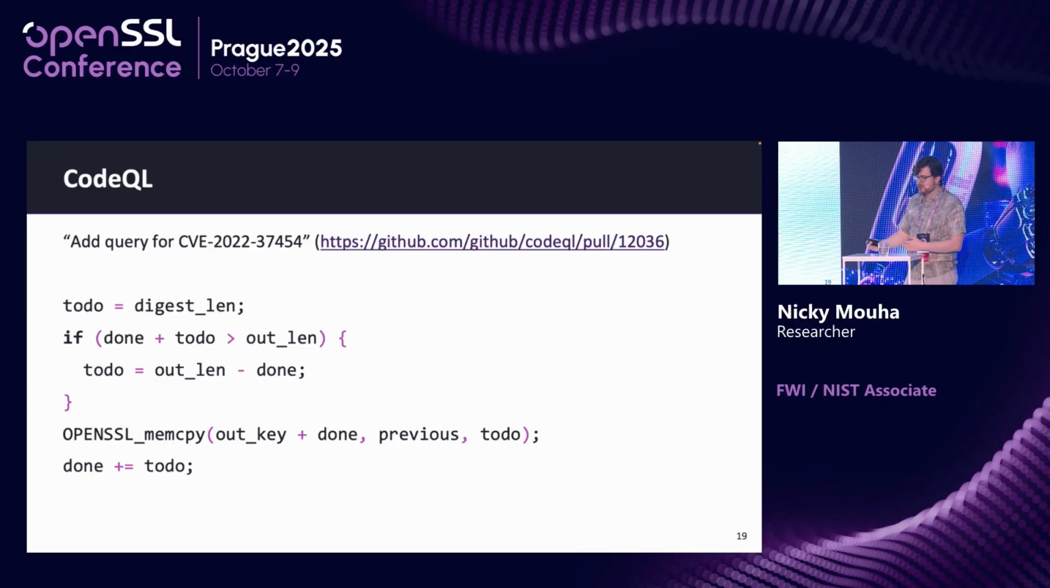So what I ended up doing in collaboration with GitHub Security Lab is write a query in CodeQL describing the vulnerable code pattern that underlies the vulnerability in SHA-3.